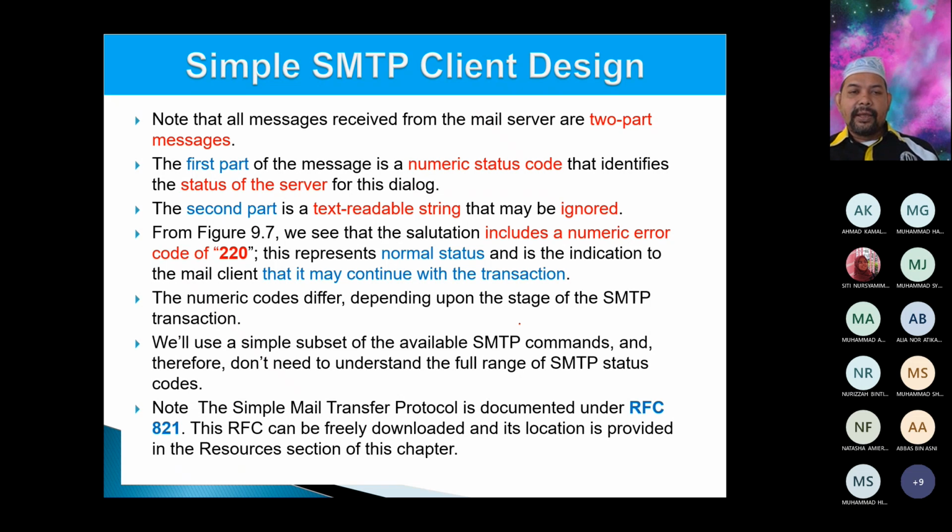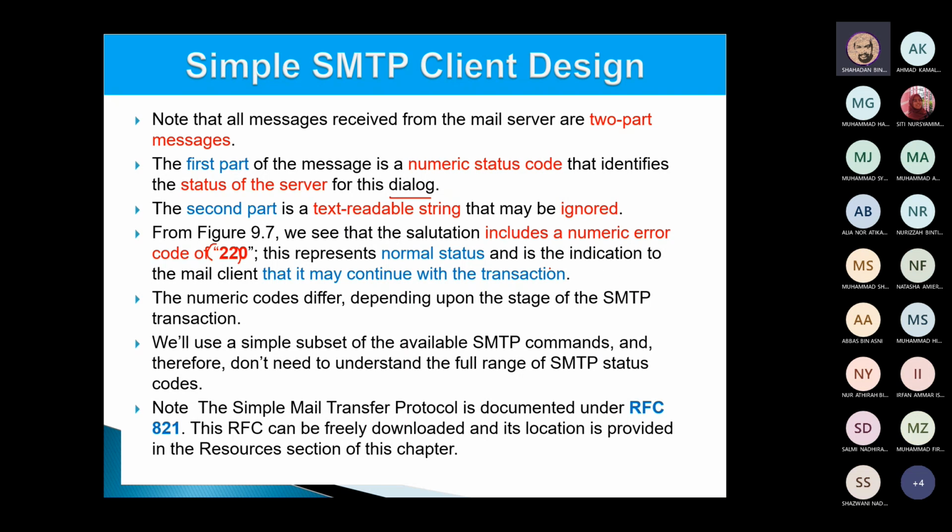Okay, next. Note that all messages received from the mail server are two part messages. The first part of the message is a numeric status code that identifies the status of the server for this dialog. The second part, dia macam dialog kan, ini bercakap kan. The second part is a human readable text string that may be ignored. So from 9.7 we see that the salutation includes a numeric code. Ada code kan, 220, this represents normal status. Alright. And it is the indication to the mail client that it may continue with the transaction.